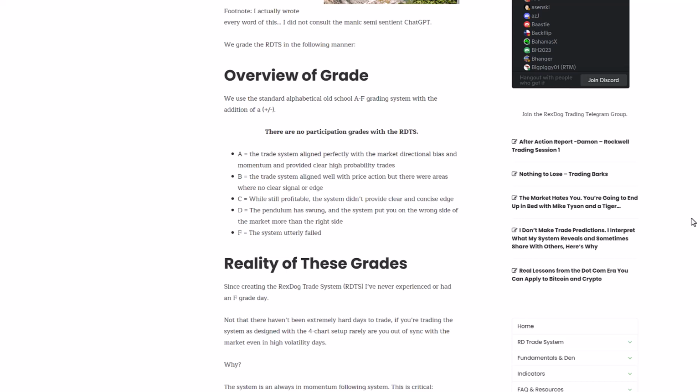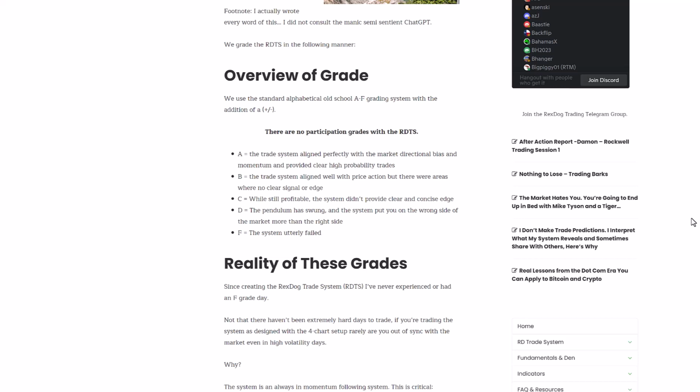A, the trade system aligned perfectly with the market directional bias and momentum and provided clear high probability trades. Probably should be able to properly speak. B, the trade system aligned well with the price action, but there were areas where no clear signal or edge. C, while still profitable, the system didn't provide clear and concise edge. D, the pendulum has swung, and the system puts you on the wrong side of the market more than the right side. And F, the system has utterly failed.